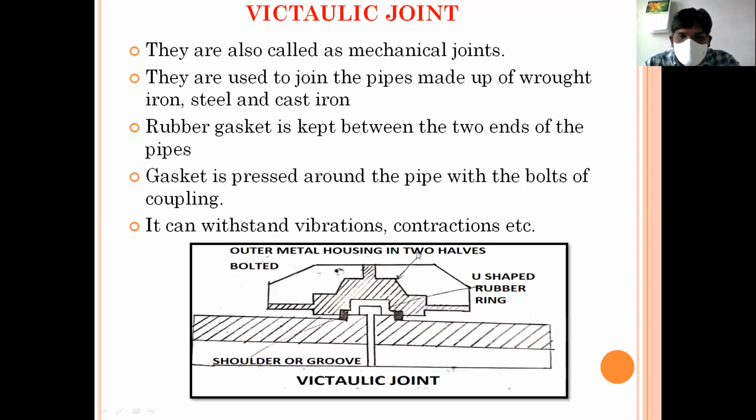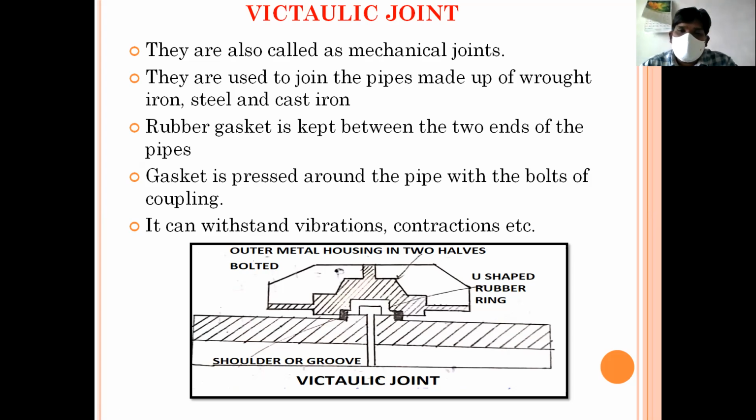See here, the groove: one half of the groove will be kept at one side and the other half of the groove will be kept at the other side. Likewise, the joints will be tightened. They are also called mechanical joints. They are used to join pipes made of wrought iron, steel, and cast iron. This is the rubber gasket, or rubber ring, a U-shaped rubber ring. The gasket is between the two ends of the pipes. The gasket is pressed around the pipe with the bolts of the coupling. It can withstand vibration. In the same way, the other side of the pipe is also maintained.